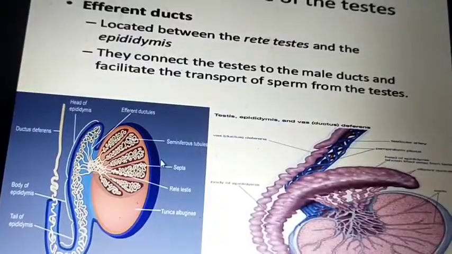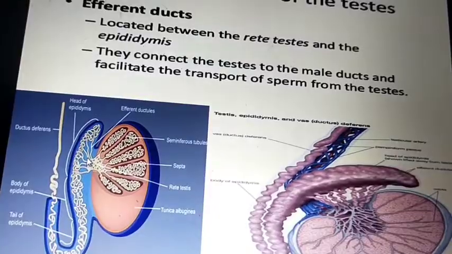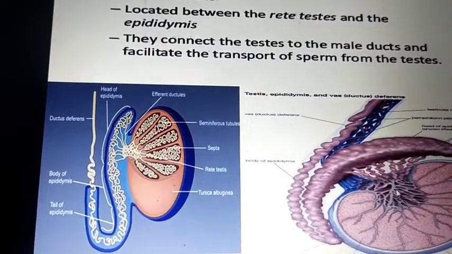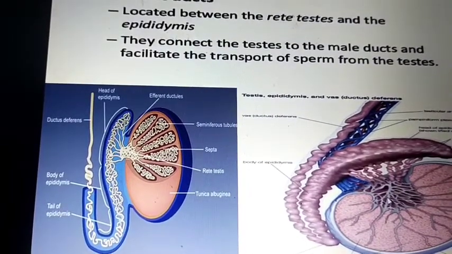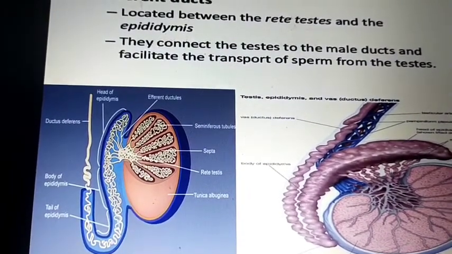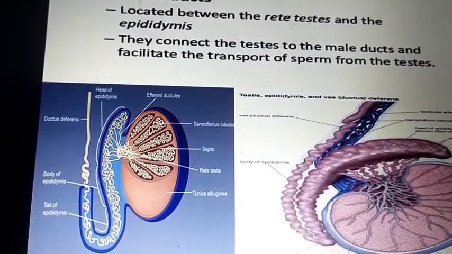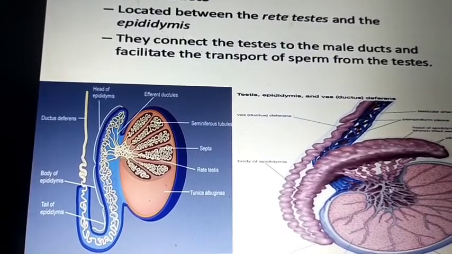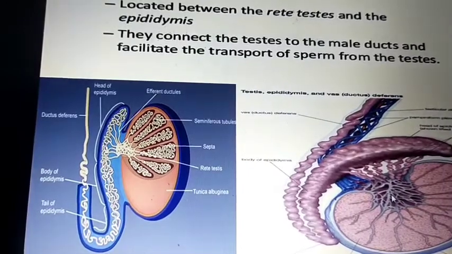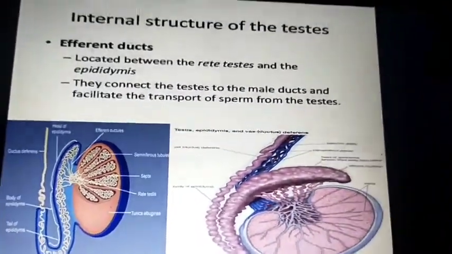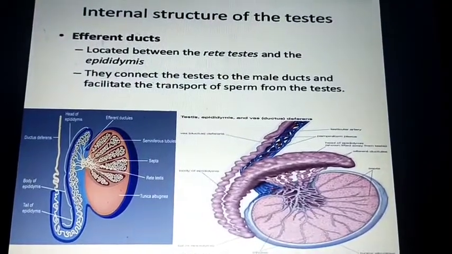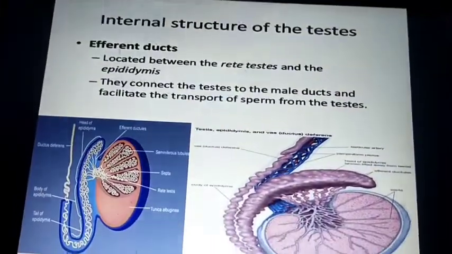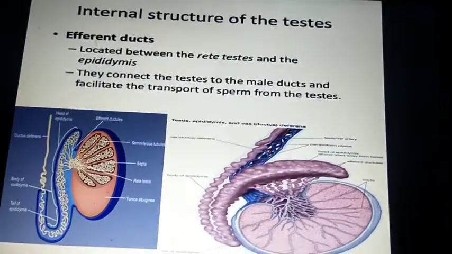Now the efferent ducts. Efferent ducts are present in between the epididymis and the rete testis. This is the mediastinum of the testis, this is the rete testis, and these are the efferent ducts. The efferent ducts are located between the head of the epididymis and the rete testis. They connect the testis to the male ducts and facilitate the transport of sperm from the testis.